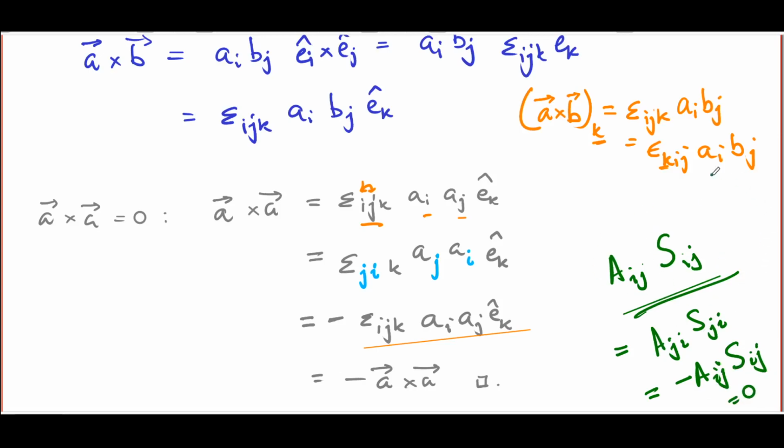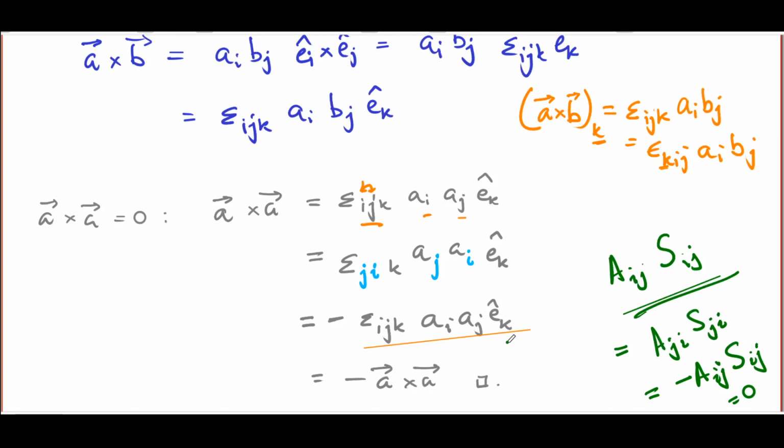So this kind of an entity, which is called a contraction between an antisymmetric and a symmetric object, will always lead to 0. A special case of that was seen here. Epsilon ijk is antisymmetric in i and j. a_i a_j is symmetric in i and j. And their contraction, sum where i and j are both summed over, will be 0.